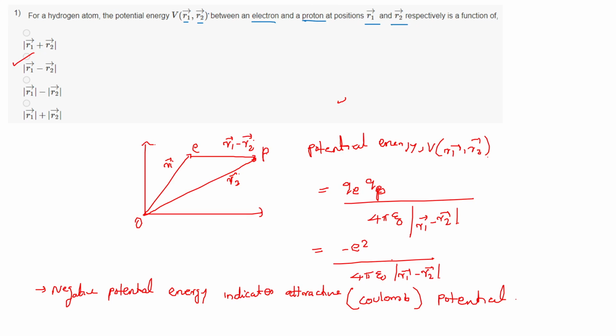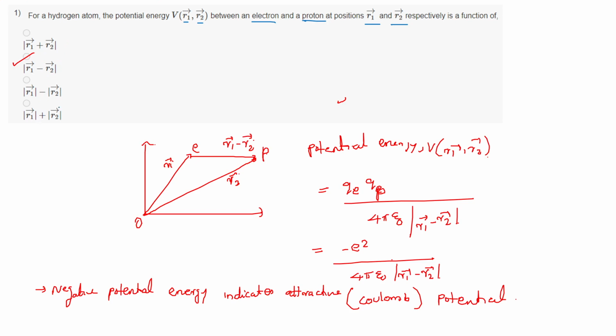Now the question is, which is a function of what? So 4 options are given: R1 plus R2, R1 minus R2, the modulus of R1 minus R2, and magnitude of R1 plus magnitude of R2.